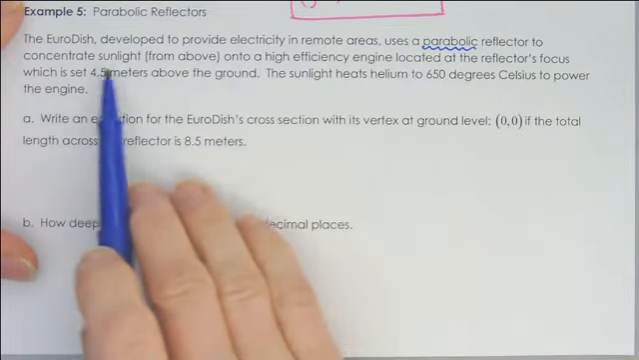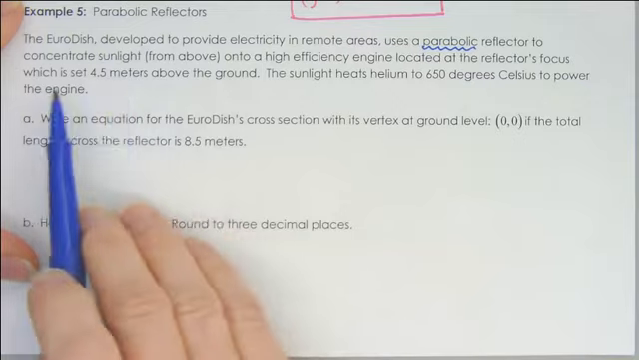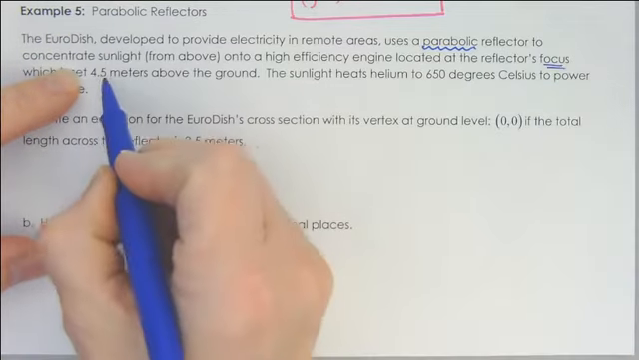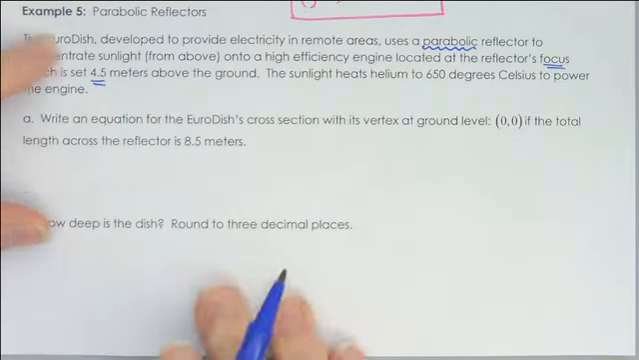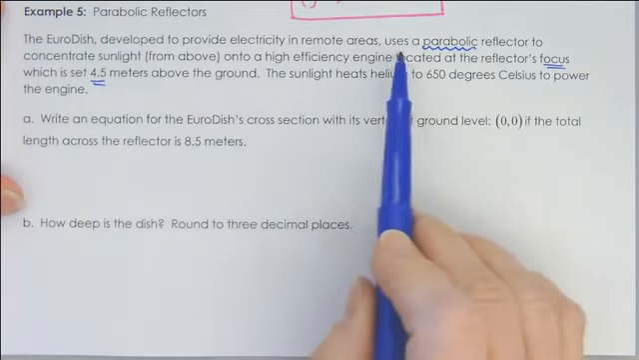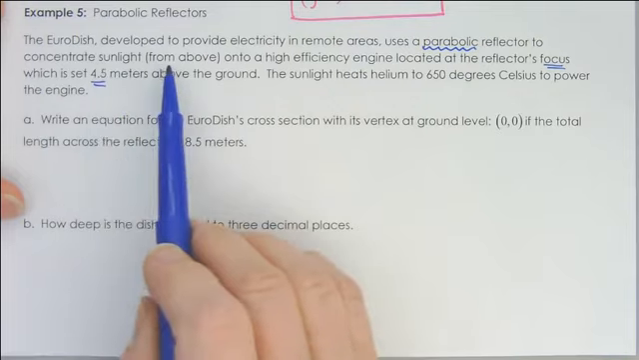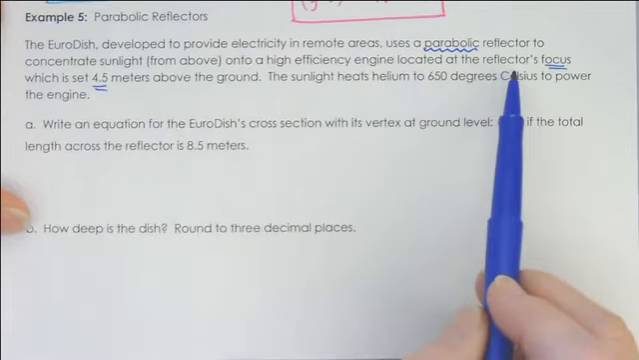Concentrate sunlight from above onto a high efficiency engine located at the reflector's focus, which is set 4.5 meters above the ground. So if you read this again, we've got a dish developed to provide electricity in remote areas, uses a parabolic reflector to concentrate sunlight from above, so the sun's above, into a high efficiency engine located at the reflector's focus.